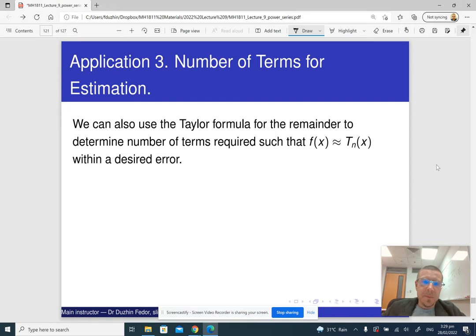All right, so another type of problem is sort of a reverse problem. If we want to approximate our function with the sum of its Taylor series to get a reasonable accuracy, just how many terms do we need to take?